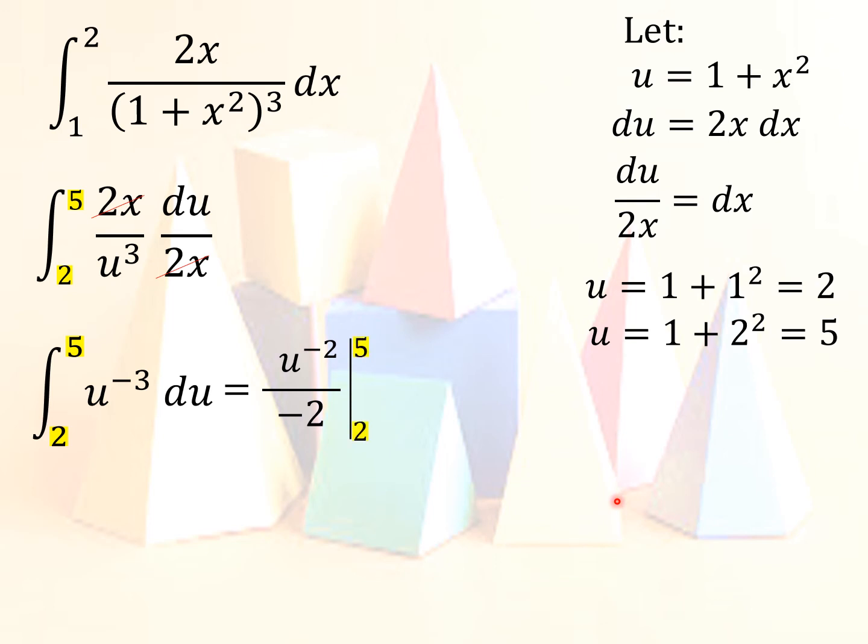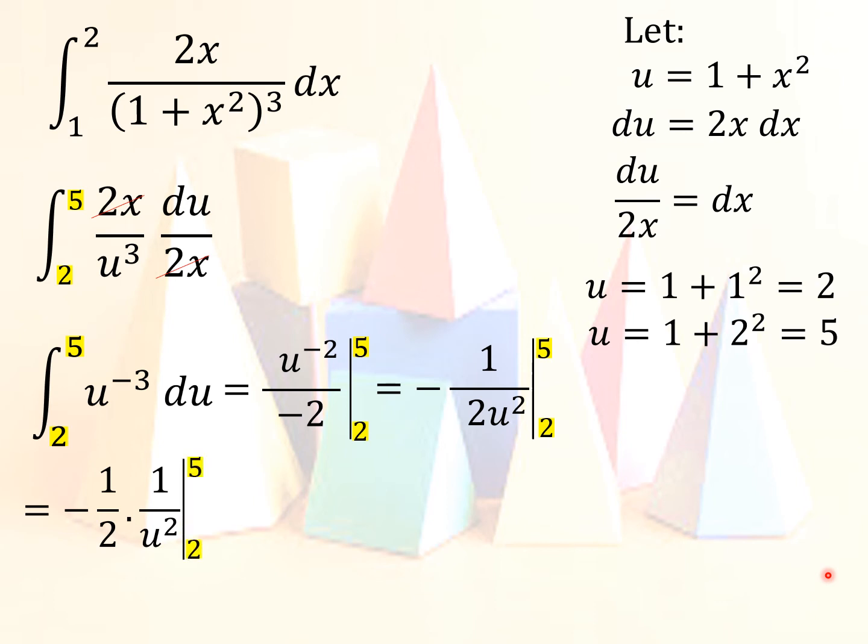From 2 to 5. And then we are going to make our exponent positive, so we are going to write it in the denominator. So it will become negative 1 over 2u to the second power. So it is positive already. So from here, it is to be evaluated from 2 to 5. Then, to simplify further, we can have negative 1 half times 1 over u squared, which in the long run will be very easy for us to solve. So from 2 to 5.